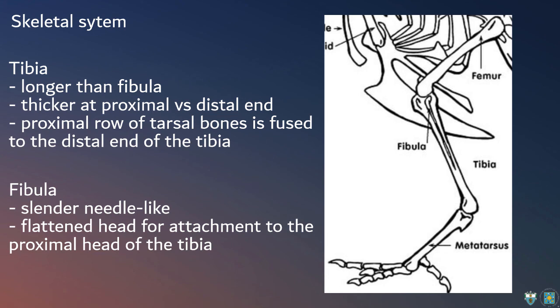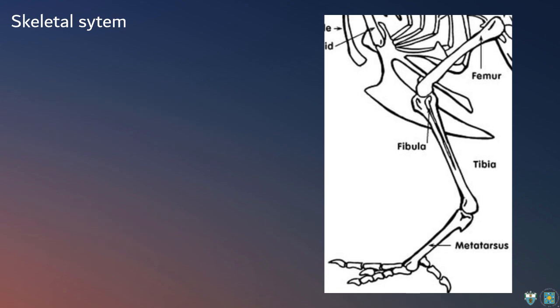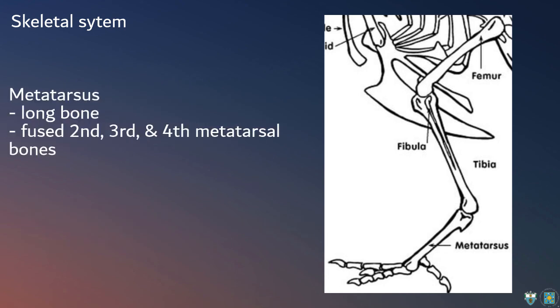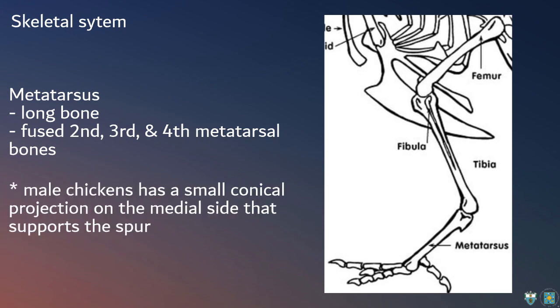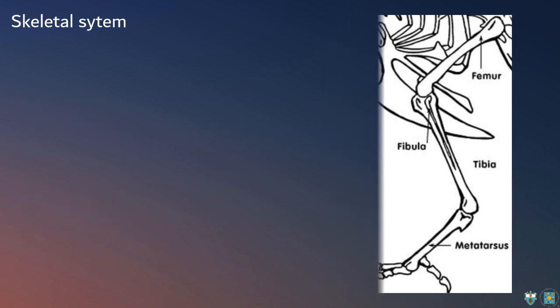The adult metatarsus is a long bone actually formed by the union of the second, third, and fourth metatarsal bones. In male chickens, a small conical projection on the medial side supports the spur. Most fowl breeds have 4 digits, 3 facing forwards and 1 facing back.